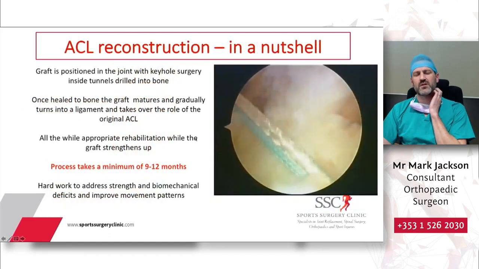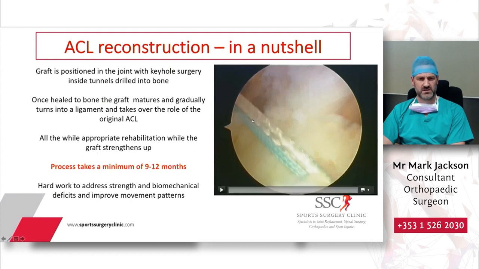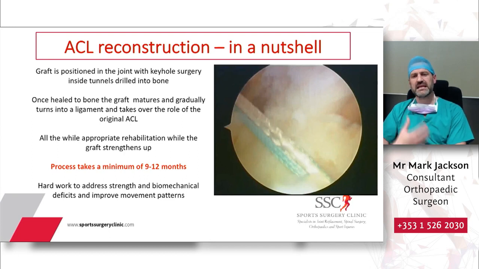Just in a nutshell, I'm not going to go into this in any real detail, but what we then do is clean out the old cruciate, we drill tunnels up into the bone, and that graft that we've already harvested, we then have to pull up and pass into the joint. What we're then hoping is the graft takes on board the role of the original ACL and heals, but this is a slow process that can't be sped up. This is a biological healing time, and even in the best case scenario, the whole thing takes a minimum of 9 to 12 months to try and get the best results. So that's how long you'll tend to see a Premiership footballer out, and that's how long your average Joe is going to be out for as well.